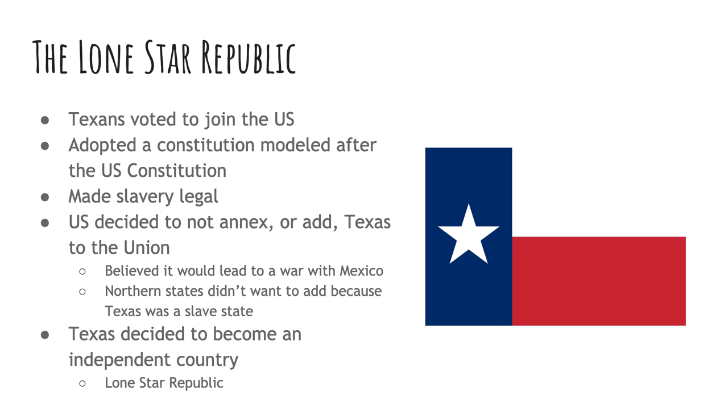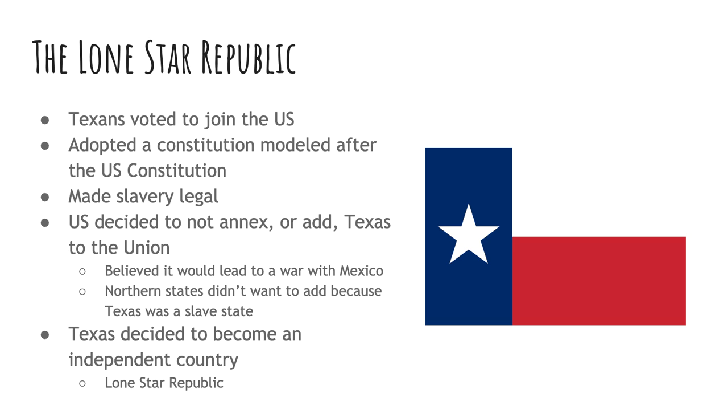So those people who were living in Texas, remember that they're their own little community now. They're not part of Mexico, and they're not part of the United States yet. However, the people living in Texas voted to join the United States. They had created their own constitution, and they modeled it after the U.S. Constitution. They made slavery legal. And this is one of the reasons why the United States decided not to annex Texas. And annex is another word for add. So the United States did not want to add Texas to the Union.